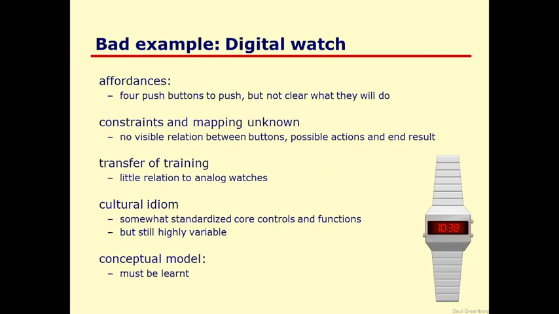A bad example: a digital watch. Just go through it. Affordance: four push buttons to push, but it's not clear what they will do. So constraint and mapping are unknown. It's really difficult sometimes to do this activity or action with reference to this.